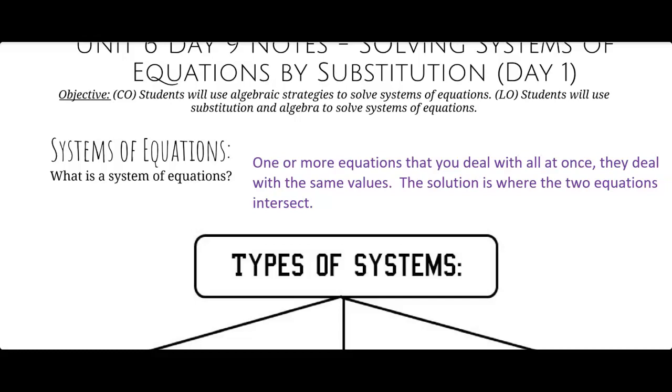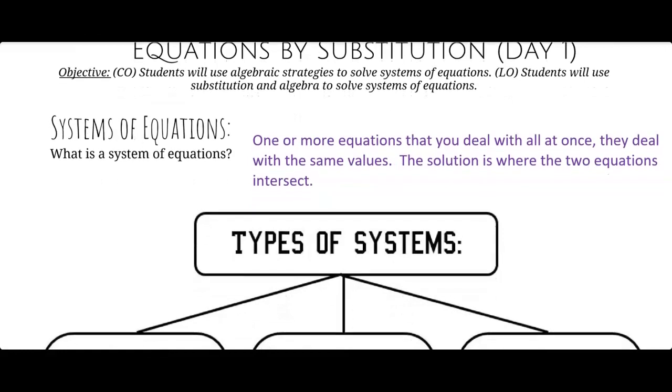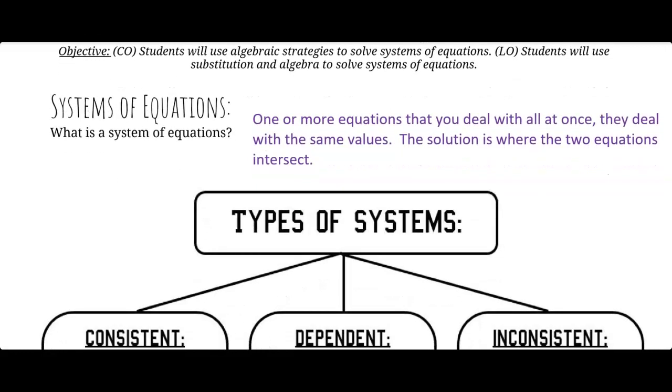And algebra is just a fancy way of saying you're going to do some math, you're going to use some inverse operations, and you're going to solve for each variable individually. So the first thing we might ask is, what is a system of equations? And so we talked about in class, it's one or more equations that you're going to deal with all together. And they're always going to be dealing with the same values. They're going to be graphed on the same graph. And the solution is going to be wherever they intersect. And that's the key piece there.